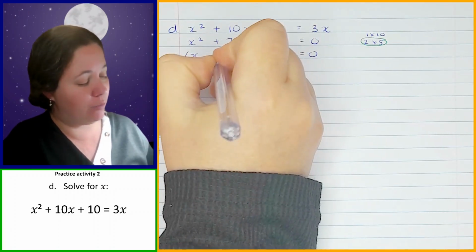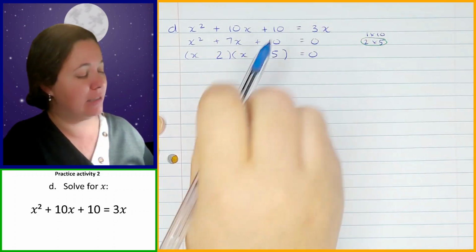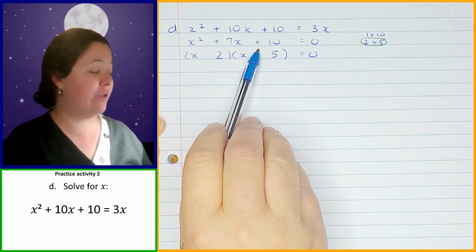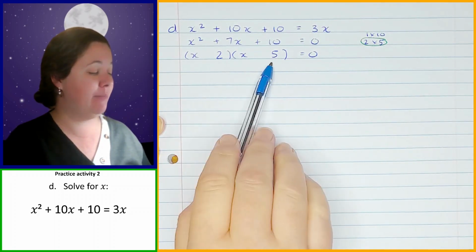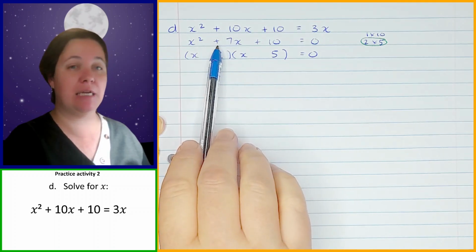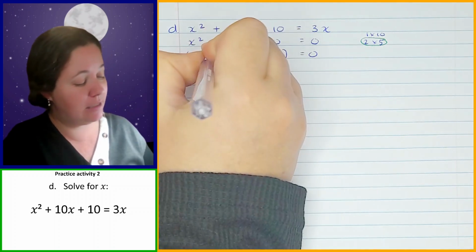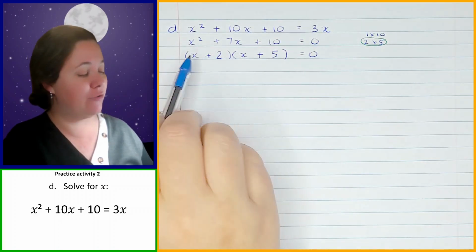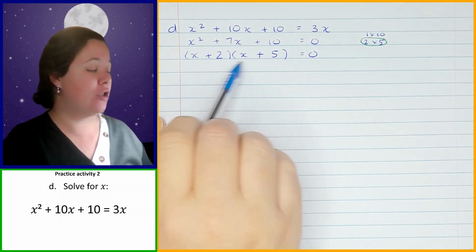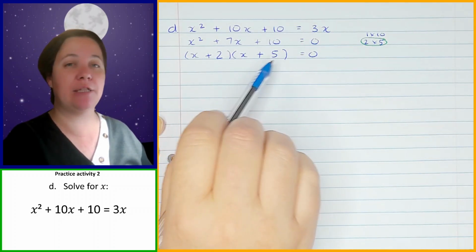So I have 2 in one bracket and 5 in the other bracket. Then this one is a plus over here. That means that my signs are going to be the same, and they're both going to be the same as the sign of the middle term. So that's going to be a plus and another plus. Okay, so now I've got x plus 2 and x plus 5. Those are the factors that I'm multiplying together to get 0.